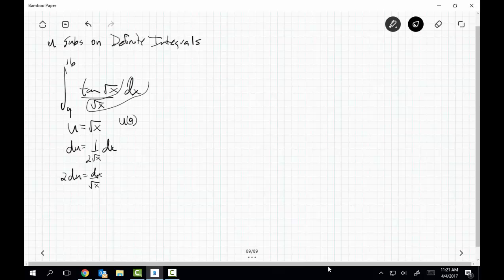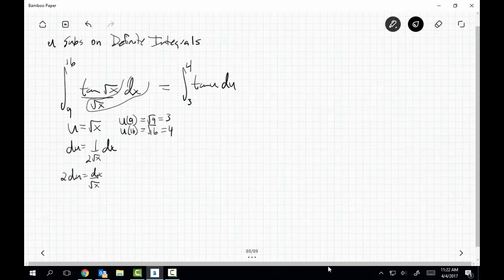I know when x is 9, since u is root x, u of 9 is going to be root 9, which is 3. I know that when x is 16, I'm going to take u of 16, which is root 16, which is 4. And guess what? We just turned this guy into the integral from 3 to 4 of tangent of u du.